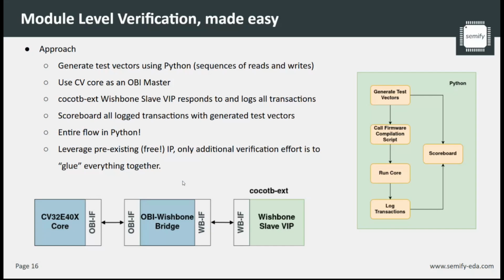Also, we're able to leverage some pre-existing free IP. And this really means that the only additional verification effort is to glue everything together, right? So the core already exists, the Wishbone slave VIP already exists. So all that means is we have to put everything together, and this is all glued together with Python, which I think is really nice.